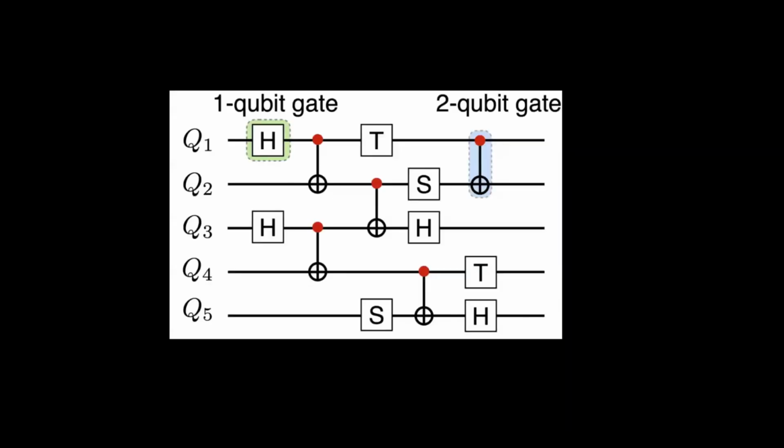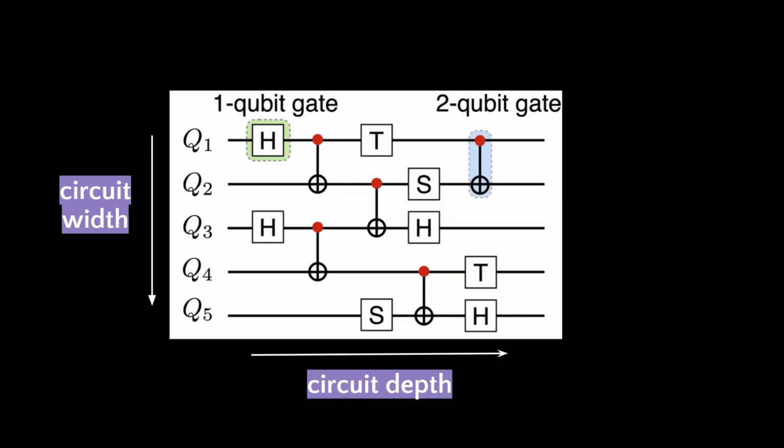And this is, again, an example of a circuit where this is the circuit width, meaning how many qubits you can use, and this is the circuit depth, meaning the longest sequence of gates applied to any of the qubits.